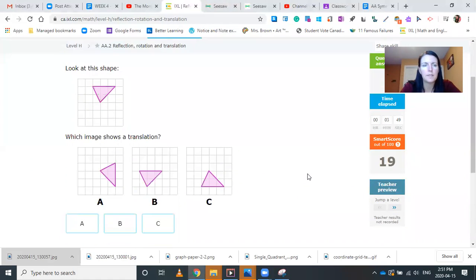And let's do one more of these. Look at this shape. Which shape shows a translation? This is a rotation. That is a good translation. I would say B. Let's look at C. That would be a mirror image. That would be a reflection.